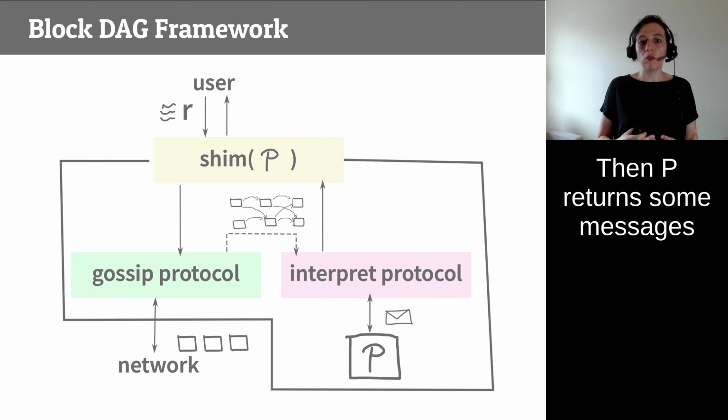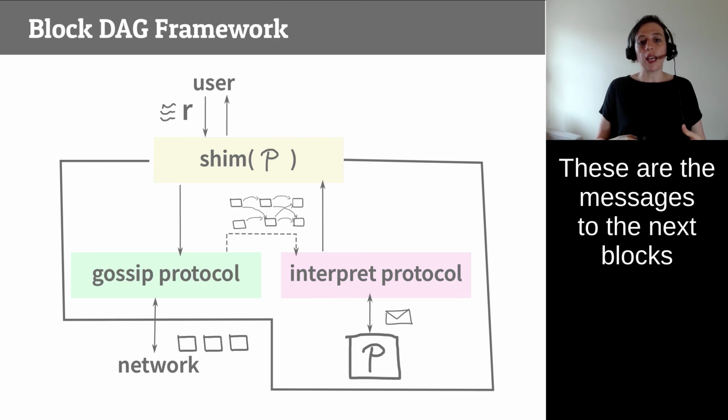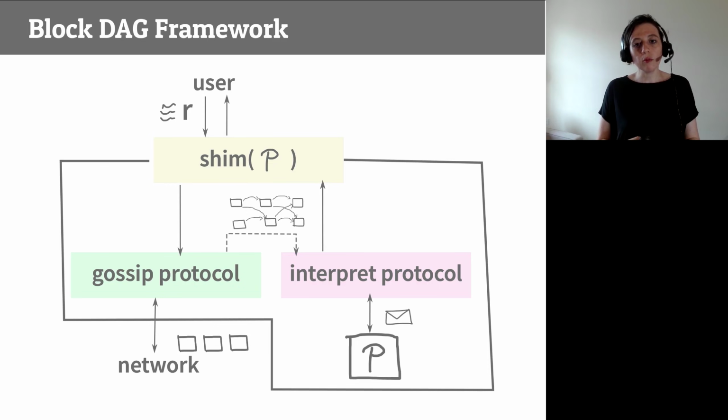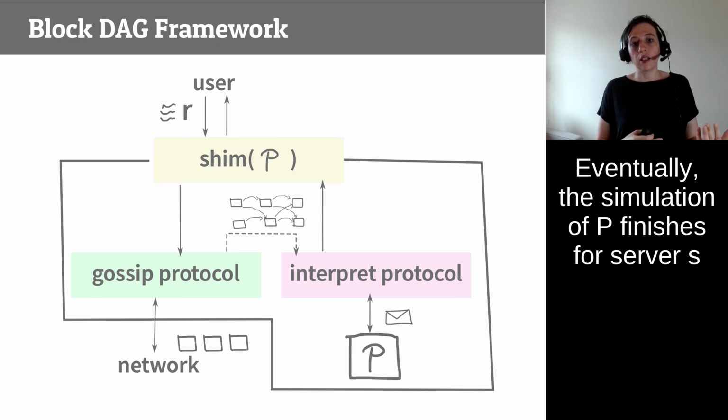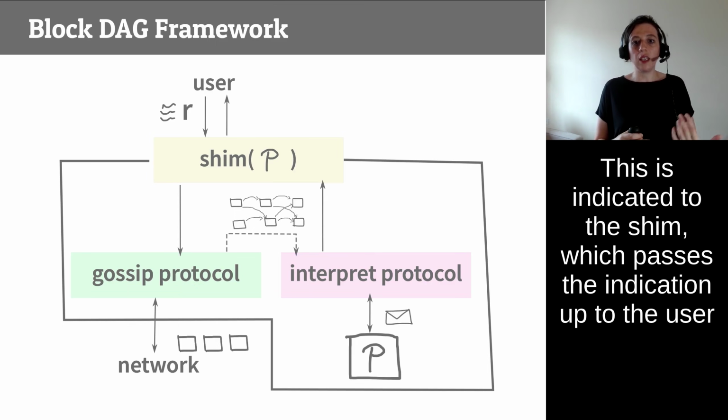Then P returns some messages. These are the messages to the next blocks. Eventually, the simulation of P finishes for server S. This is indicated to the shim, which passes the indication up to the user.